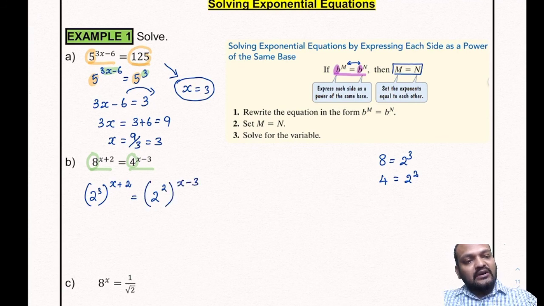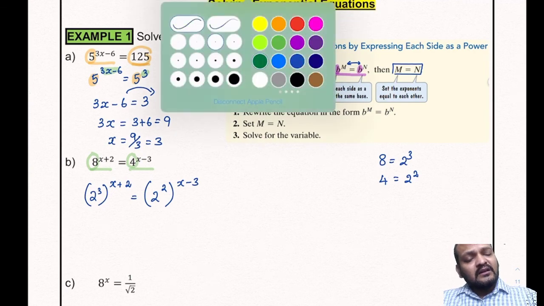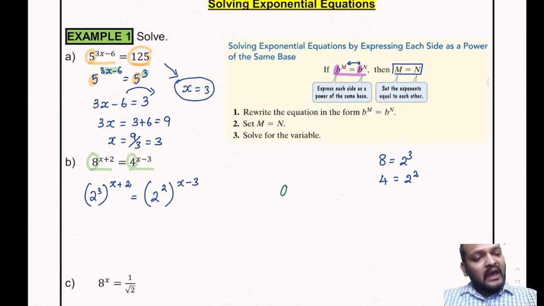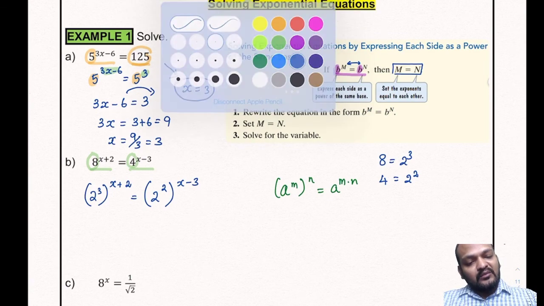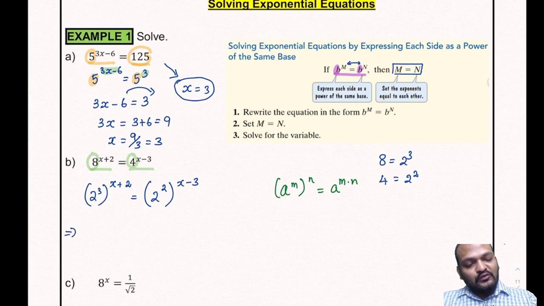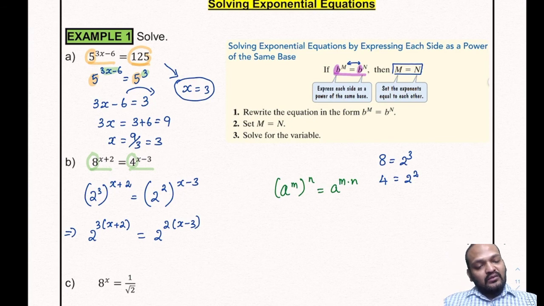As I told you earlier, here is the form that we know: a to the m raised to the n is equal to a to the m times n. I'm going to use that particular formula in here. If I do that, ladies and gentlemen, what I'm going to have is the following. So this would be 2 raised to the 3 times x plus 2, and that is equal to 2 raised to the 2 times x minus 3.